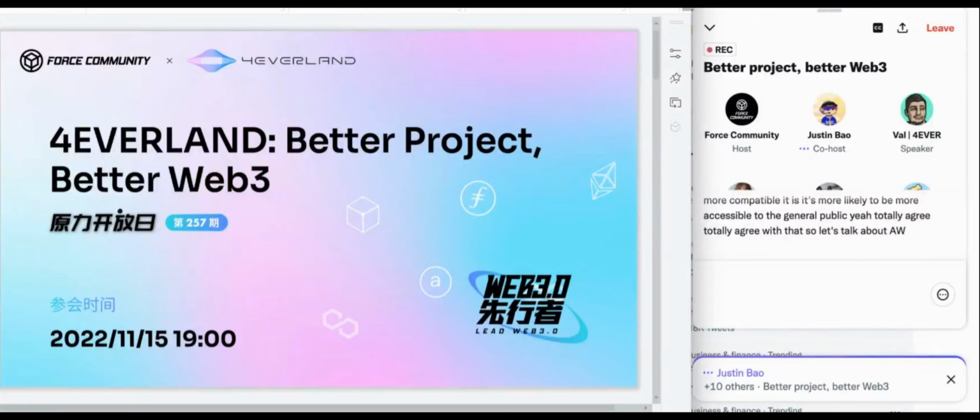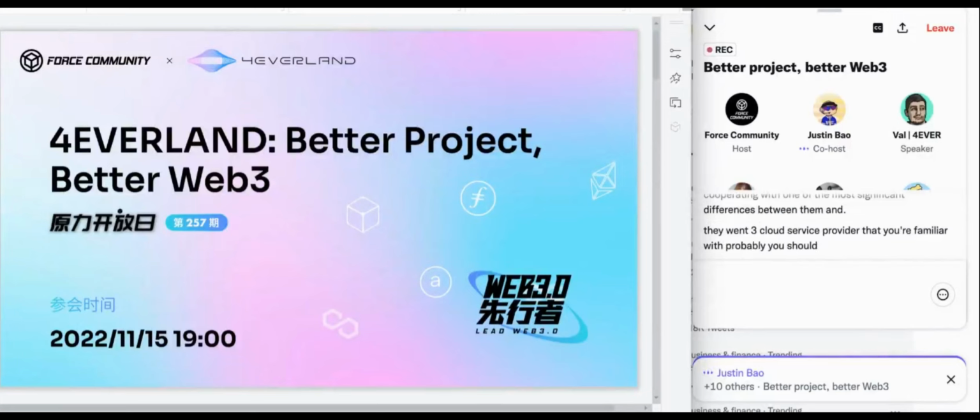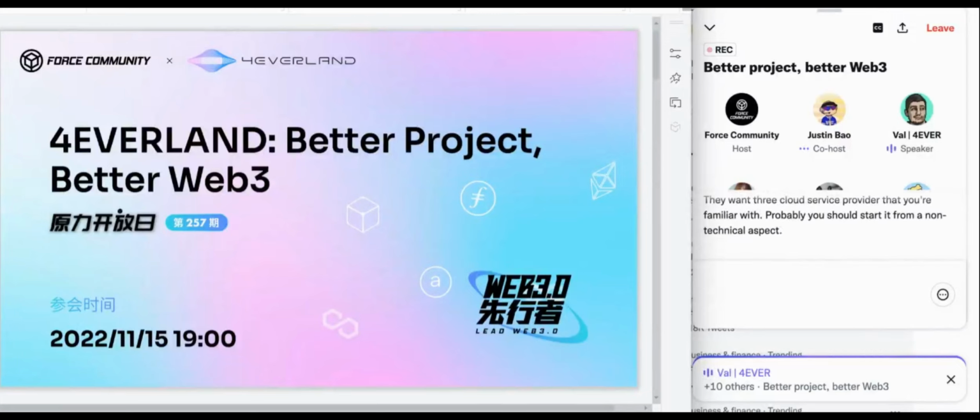So let's talk about AWS. When working with a traditional cloud service provider, such as AWS, which you're currently cooperating with, what are the most significant differences between them and a Web3 cloud service provider that you're familiar with? Probably you should start from a non-technical aspect. Okay, I'll try and make it simple.